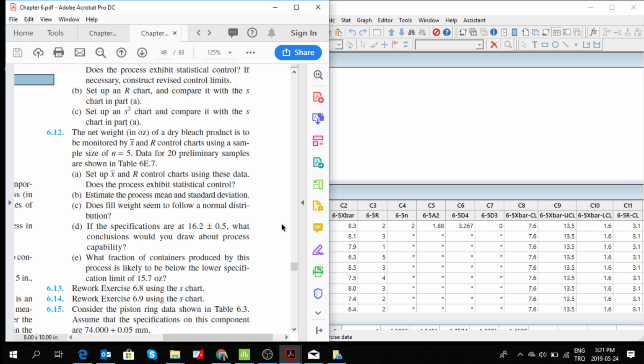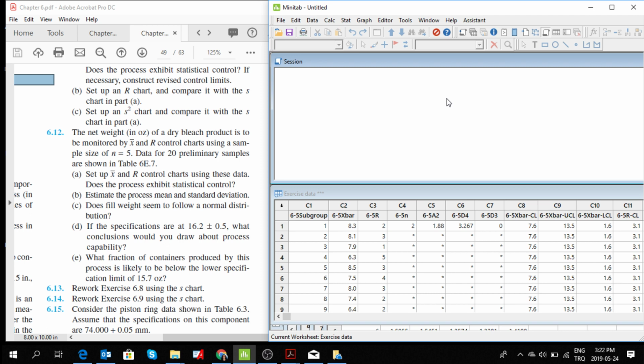B. Estimate the process mean and standard deviation. C. Does fill weight seem to follow a normal distribution? D. If the specifications are at 16.2 plus or minus 0.5, that is, the upper specification limit and lower specification limit, what conclusions would you draw about process capability? E. What fraction of containers produced by this process is likely to be below the lower specification limit of 15.7 ounces? Okay, that's the question.